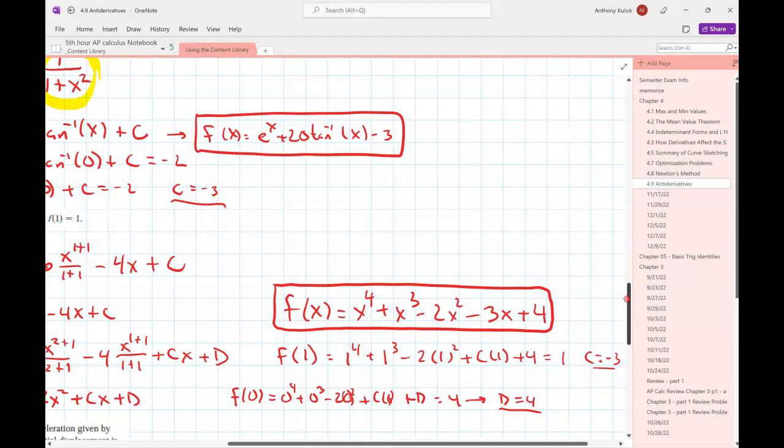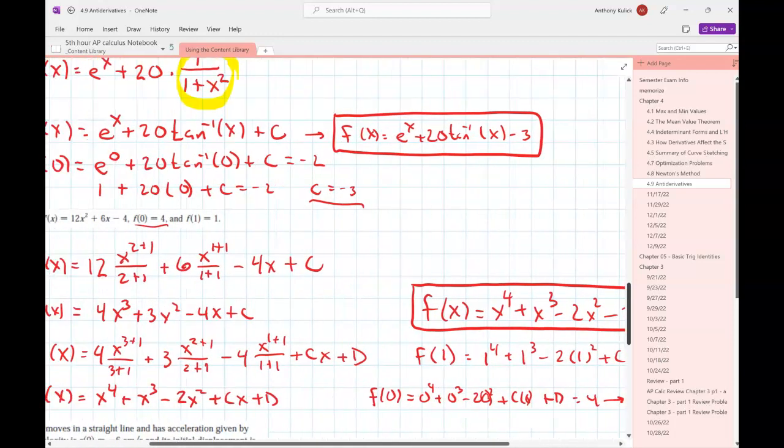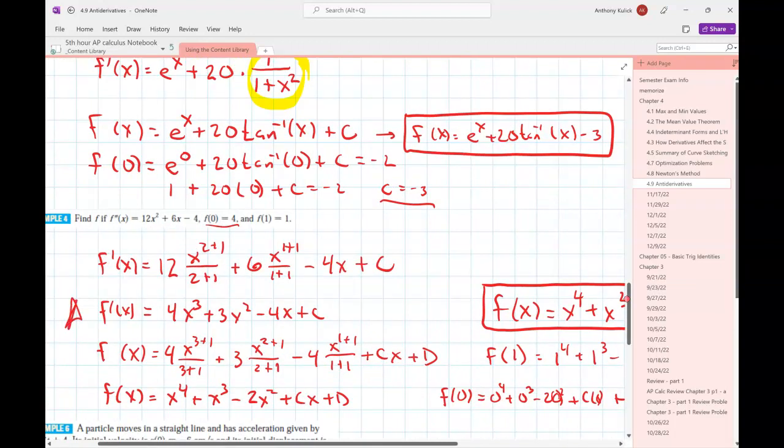Everybody good with that? And to answer my question, could I have plugged in to find C right here? Well, no, because I don't know anything about f prime. I only knew about f of x. So I had to wait until I anti-differentiated twice before I could plug in. You remember when I paused and was like, can I find C right now? No, you don't know anything about f prime. There's nothing to plug in for f prime. Oh yeah, that's an excellent point.